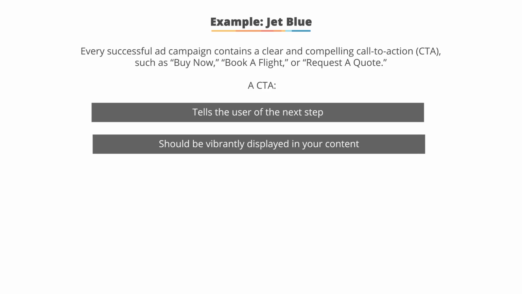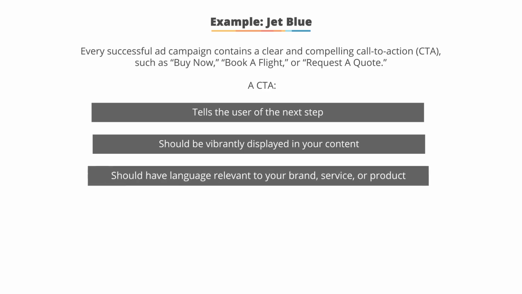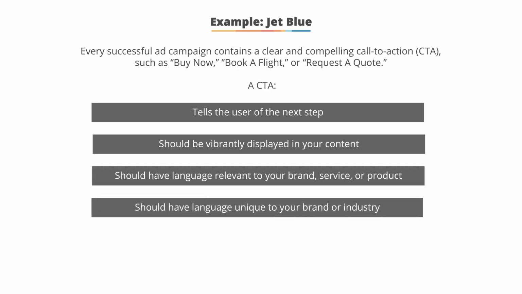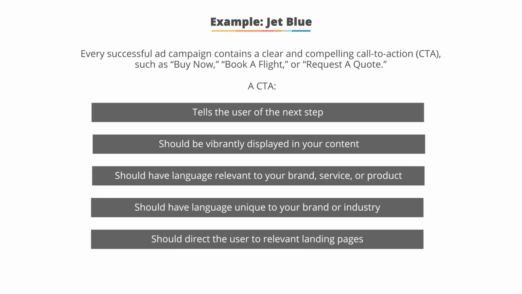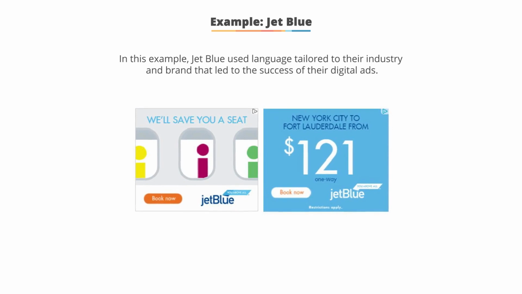When it comes to selecting a CTA, you want to focus on language that is relevant to your brand, service, or products and completely obvious to the user. Anything ambiguous can confuse the user, and even if they click on the CTA, arriving at an on-site page that doesn't meet their expectations won't result in a conversion. That being said, you want to avoid generic language like learn more or read more. While this can be relevant to what you're promoting, it isn't unique to your brand or even your industry. JetBlue used language tailored to their industry and brand in their digital ads.